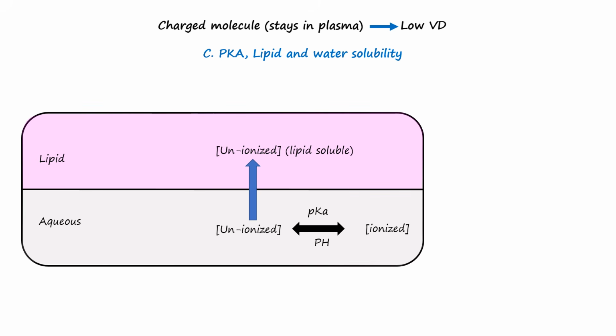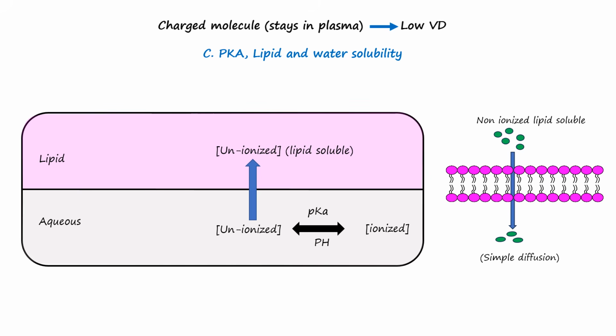Highly lipid-soluble drugs will have the highest VD values because they can easily cross lipid bilayer membranes by simple diffusion. Whereas highly water-soluble drugs will have difficulty penetrating lipid bilayers, leading to smaller volume of distribution as they are essentially limited to extracellular water.